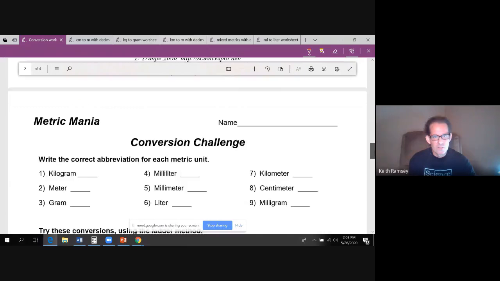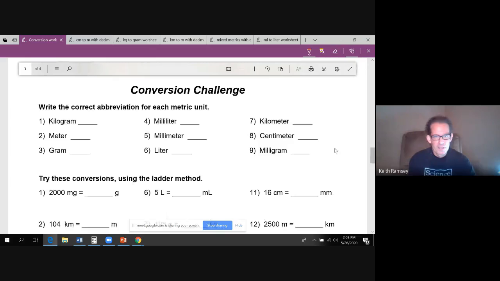Let's look at a few more examples here. Here we just have the abbreviation for each metric unit. And so I know a kilogram is kg. A meter is just m. A gram is g. Milliliter is mL, like that. Millimeter is mm. Liter is L. A kilometer is km. And a centimeter is cm. Of course, a milligram would be mg.